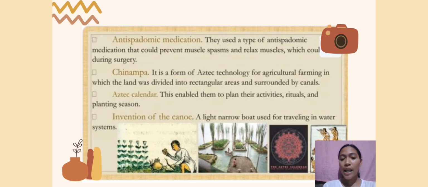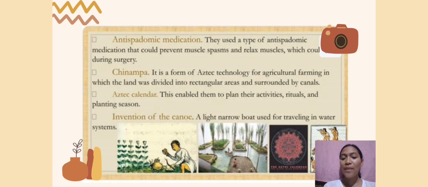And also, they had their medication. Antispasmodic medication. They used a type of antispasmodic medication that could prevent muscle spasms and relax muscles. Yung muscle spasms na yan is yung pagninikas ng ating mga kasukasuan. Ito yung mga lamig sa ating muscles. And this medication helps. It also helps our muscles to relax, which could help during surgery.